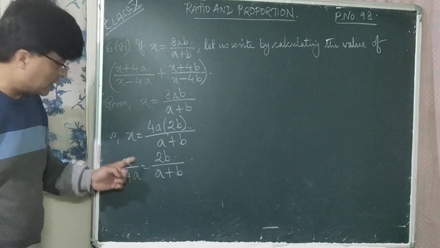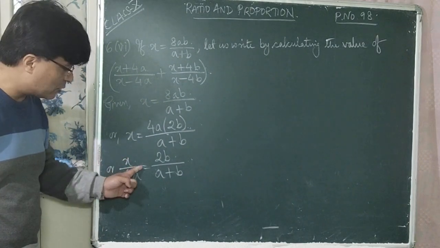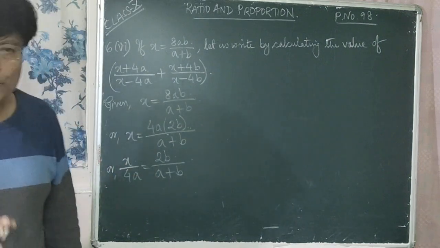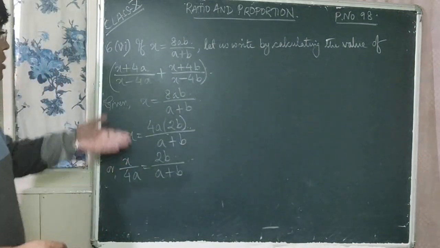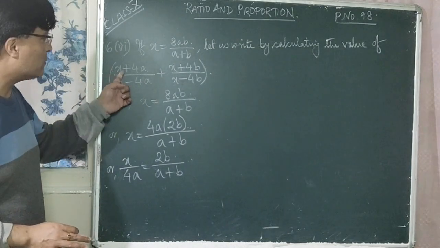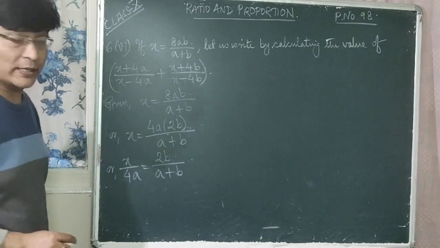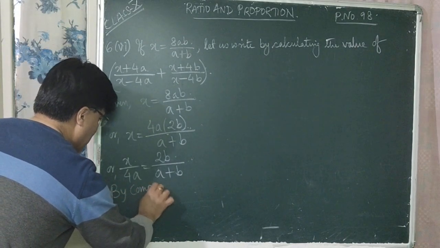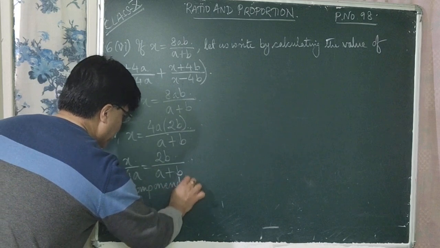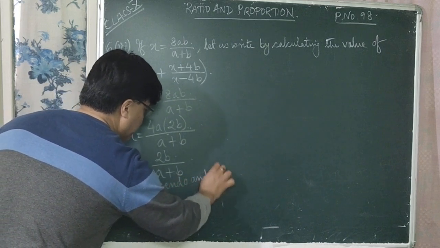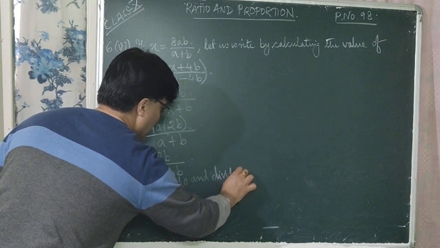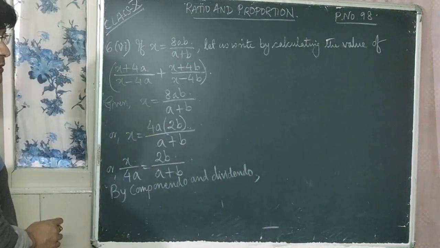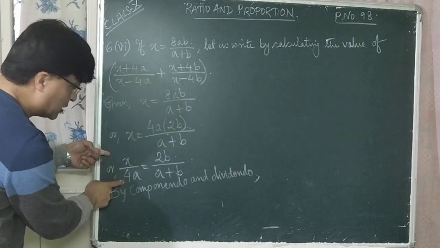Since this is numerator upon denominator, and this is also numerator upon denominator, if you use componendo and dividendo in this case, you can easily get the value for x plus 4a upon x minus 4a. Okay, so let us write here, by componendo and dividendo. By componendo and dividendo, what do we get? Numerator upon denominator is there.